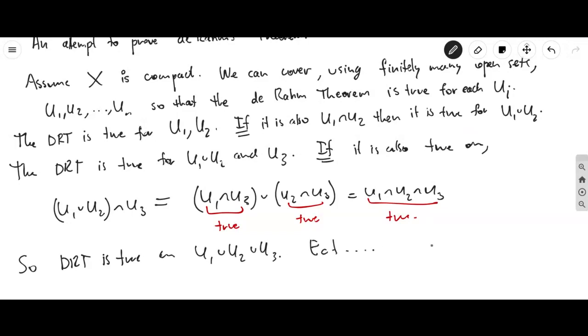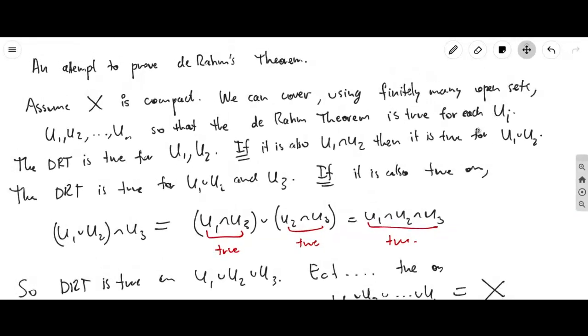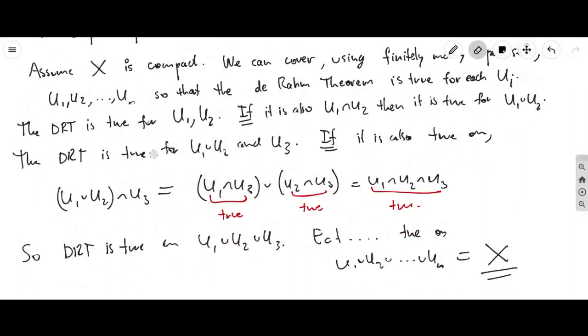And you just keep on doing this, and then you say it is true on the union of all of them. But the union of all of them is X. So you've proven that the de Rham theorem is true on a manifold X. But this is the problem. How do you know that you can choose sets in such a way?